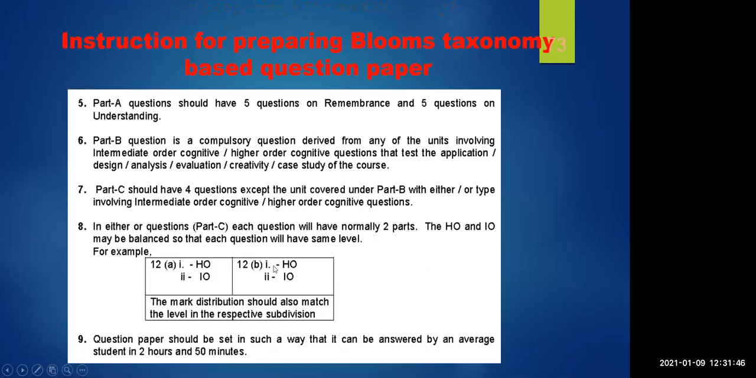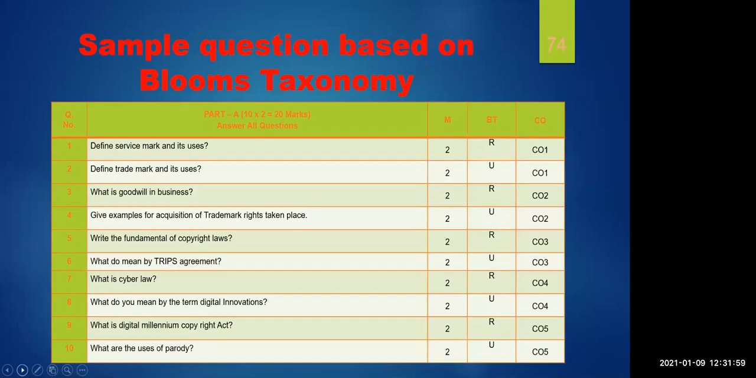And they gave instructions on what questions will be there in Part A, Part B, and what type of question is to be asked in Part C. So here is the question paper I have set, for a pattern-related exam. In Part A, as you can see, it's a 2-mark question, and BT stands for Bloom's level. R stands for remember and understand. This type of question only should be asked in Part A.